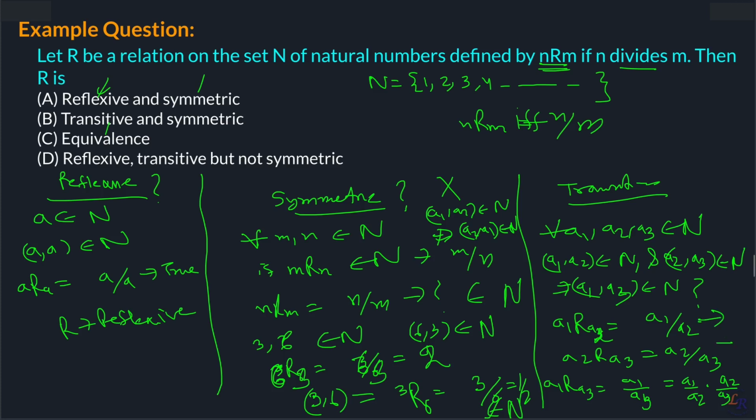Okay, a1 by a2 and a2 by a3 are divisible, so it would mean that if these are the factors of that, then a3 would divide a1, so a1 by a3 is an element of N, right? It is again a natural number because they are all divisible. This is divisible, giving an integer, this is divisible, giving a natural number, so the product of two natural numbers should be a natural number, right? So we will get a natural number. So it is transitive, right? So the correct option is D, where it is reflexive and transitive but it is not symmetric.